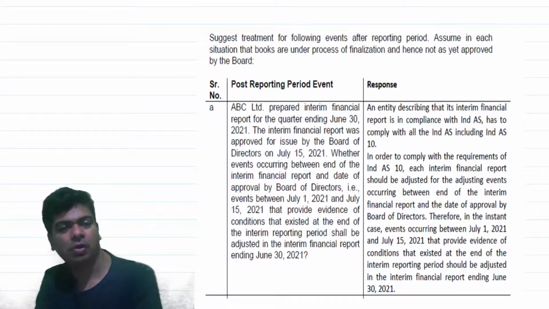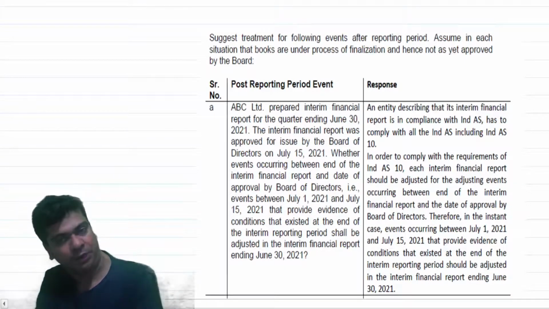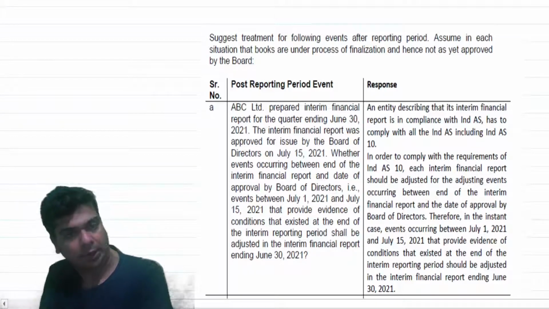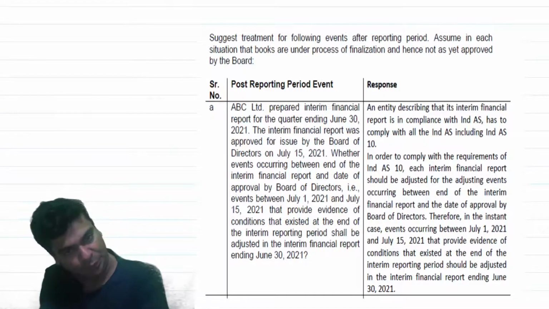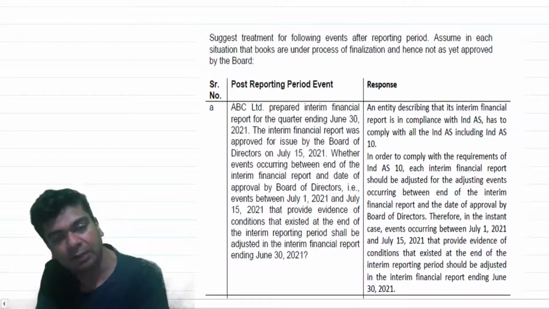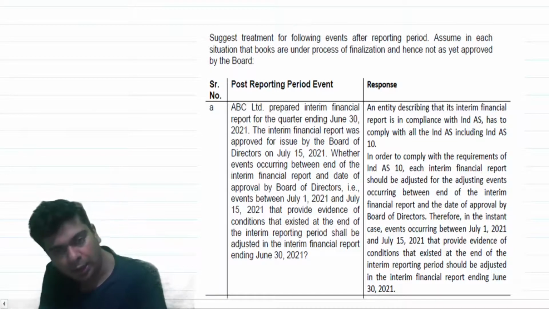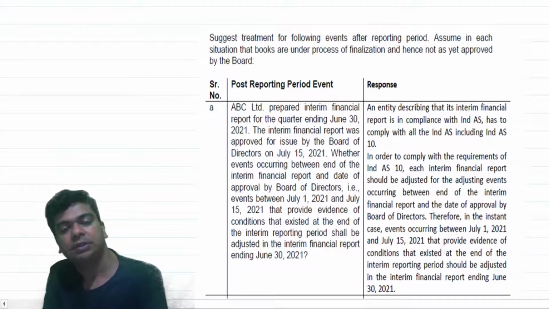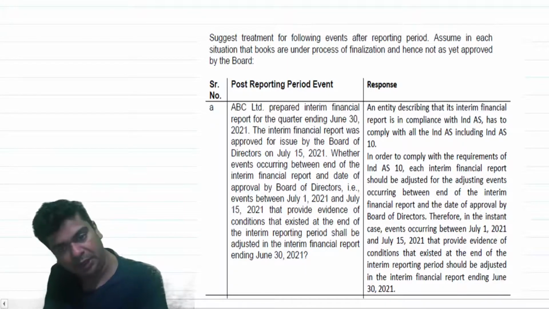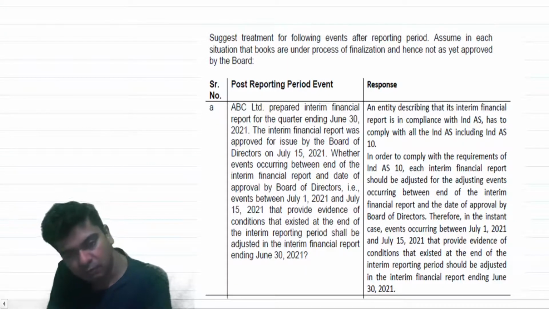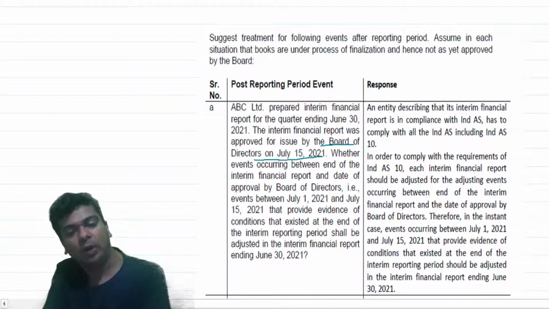Suggest treatment for following events after the reporting period. Assume in each situation that books are under process of finalization and hence not as yet approved by the board. ABC Limited prepared interim financial report for the quarter ending 30th June 2021. The interim financial report was approved for issue by the board of directors on 15th July 2021.